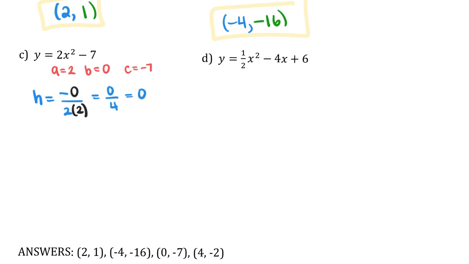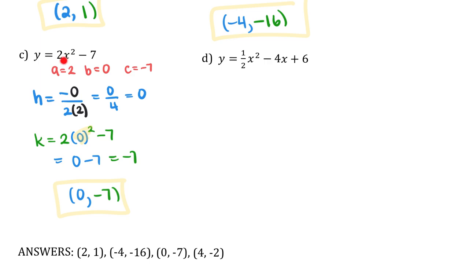I'm going to plug it back in the original equation. So 2 times x squared minus 7, and only the x goes in the parentheses. If I do the exponent first, that's 2 times 0, which is 0, so I get -7. So my vertex is (0, -7). We can look at the original to see that makes sense. We didn't have to use this formula on this. This could have just gone down 7, and the vertex would have been 0, down 7.